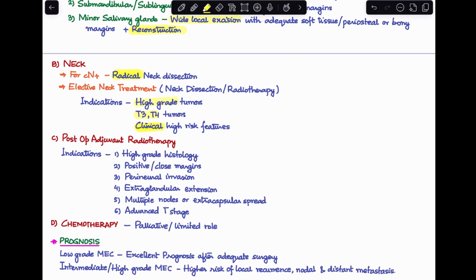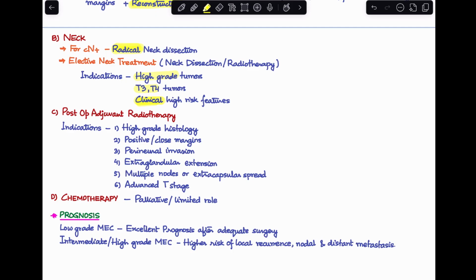Now let's talk about post-operative adjuvant radiotherapy. What are the indications of that? Again, high-grade histology is the number one indication. If after surgery there is positive or close margins, if there is perineural invasion, extraglandular extension, multiple nodes or extracapsular spread, and in cases of advanced T staging. These are all the cases where we'll give post-operative adjuvant radiotherapy to the patient as well for a better outcome and better local control rates.